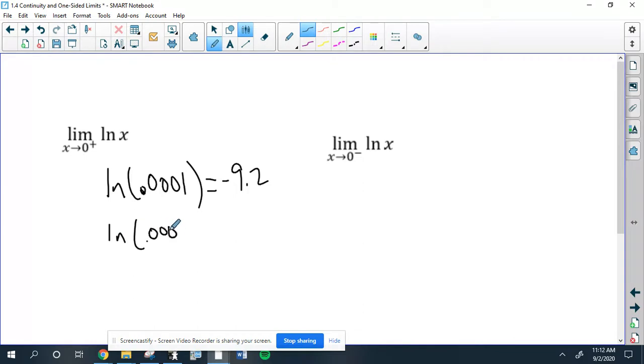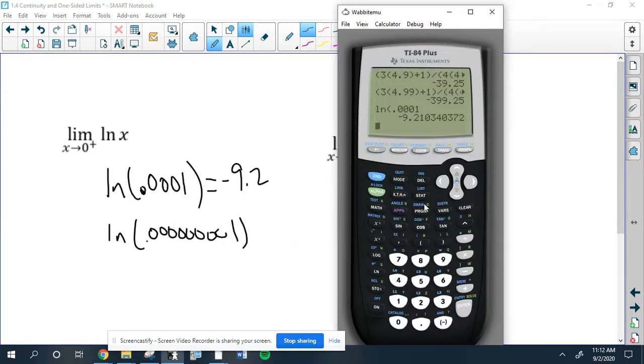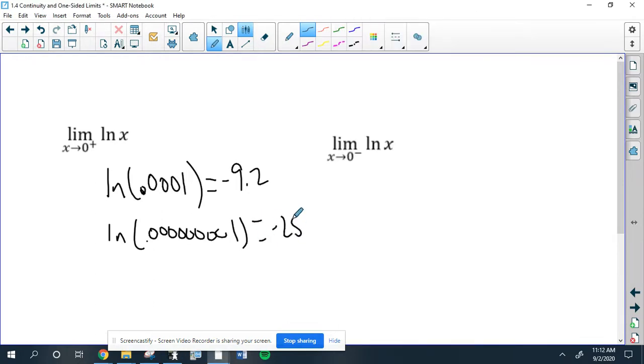Getting even closer, I'm just going to add a bunch of zeros. Let the calculator do all the work. And I'm getting -25. And you'll see, as I get closer and closer and closer, this number is going to get higher and higher and higher in magnitude. So this is going to approach negative infinity. That's going to tell us a lot about the graph of the natural log.